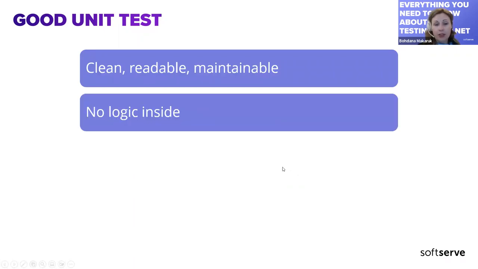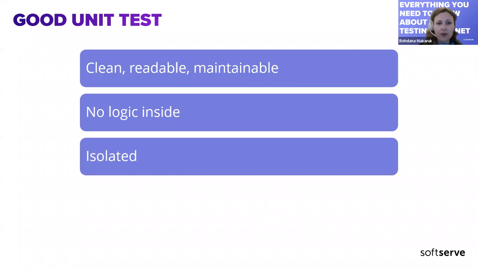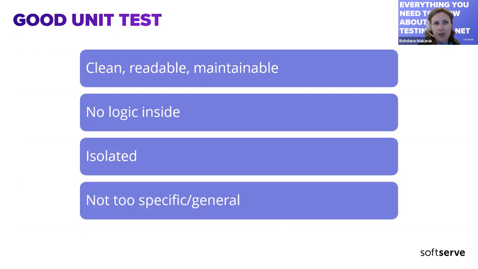Also, do not have logic inside of the test. So if, else, foreach statements are prohibited because you can make a mistake there, and then the test won't be valid. That's why you probably need to divide your test into a couple of tests to check additional flows. And the next characteristic is isolation. You should write and execute your tests in a way that it's a single test in the world. And also your tests should not be too specific or too general, because that won't give you confidence that production code is working. So this is how we should consider good unit tests.